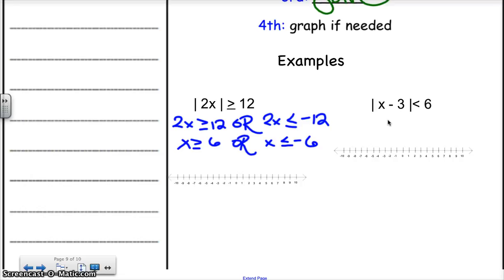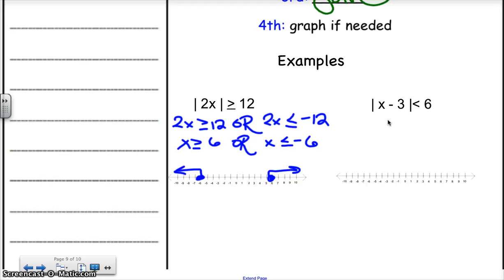Because you guys can't move yours. So now I graph it. I have a closed circle at 6. And I'm bigger than it, so I'm going to the right. I have a closed circle at negative 6. I'm less than it, so I'm going to the left. All right. I get the luxury of being able to move my graph down.